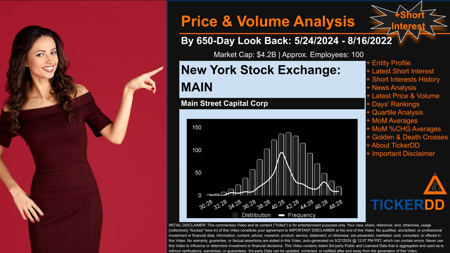MAIN went public on October 9, 2007, which was roughly 16 years and 7 months ago. Looking back 650 calendar days from Friday, May 24, 2024 to Tuesday, August 16, 2022, we found 447 applicable trade dates for use in our analysis of this ticker, which has a market capitalization of about $4.2 billion.